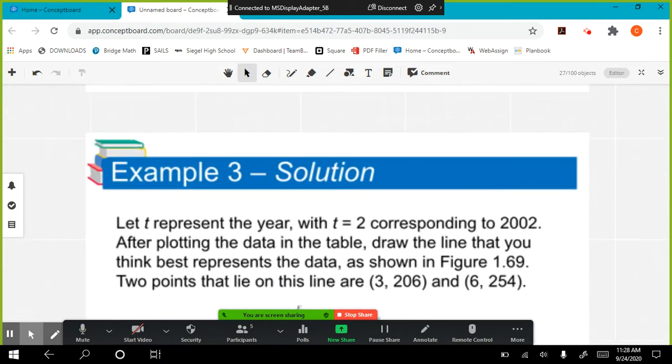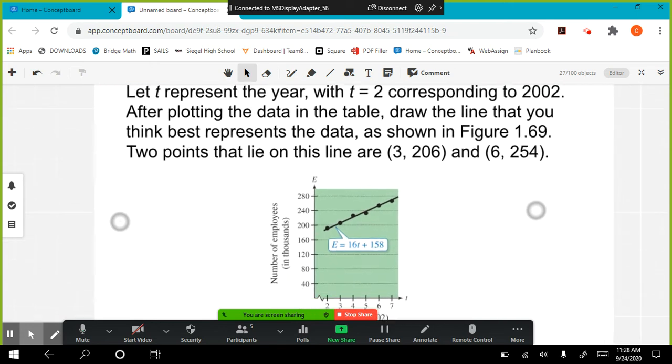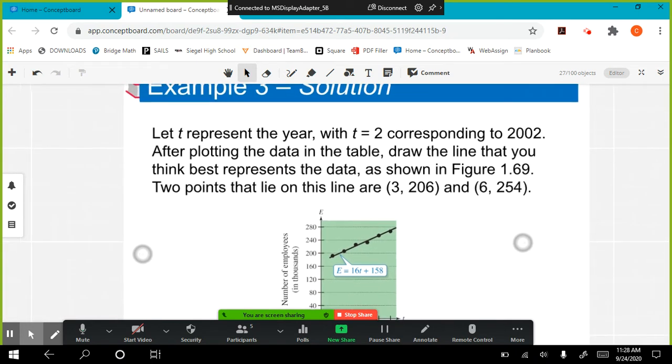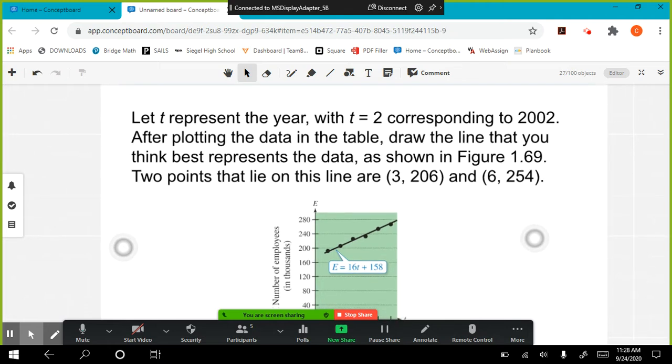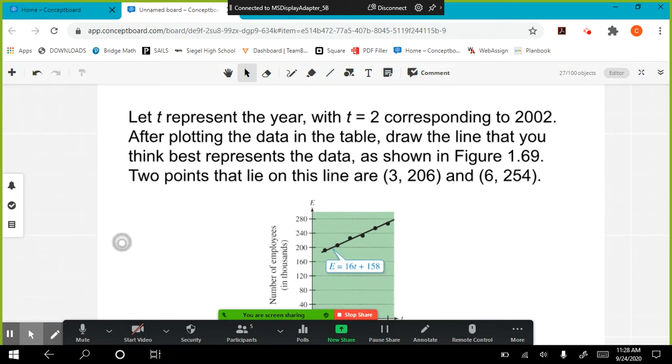Here's the way they do that. Now, we're doing this by hand, and we're also going to look at how to do this on the calculator. So here's that data again. There is a line. That's what they've done, drawn a line of best fit through that data. And we're still letting t equals 2 correspond to the year 2002. After plotting the data on the table, draw the line that you think best represents the data.